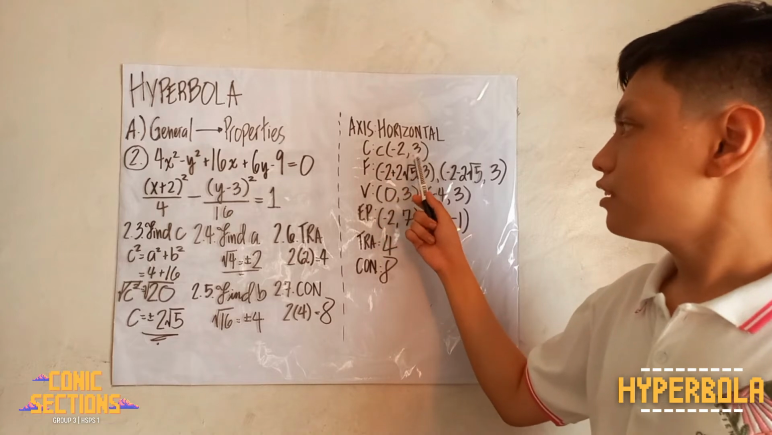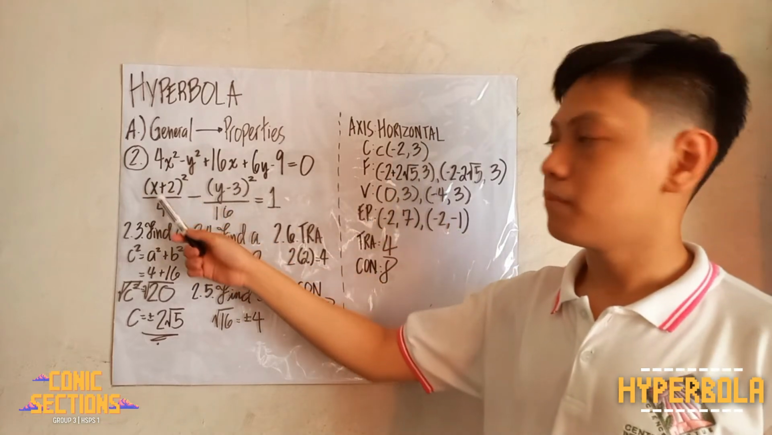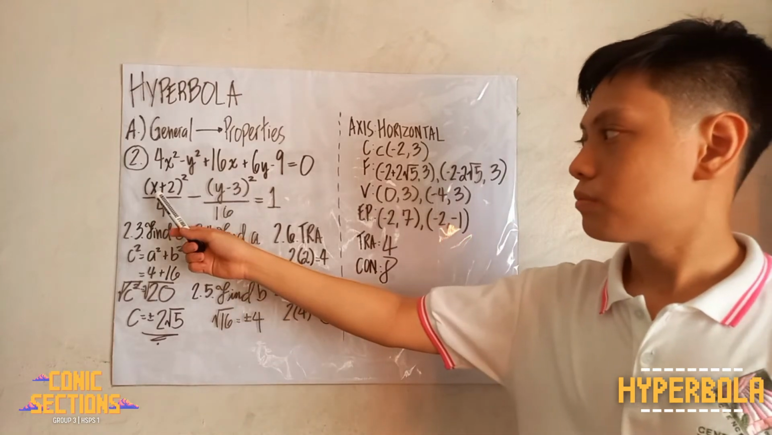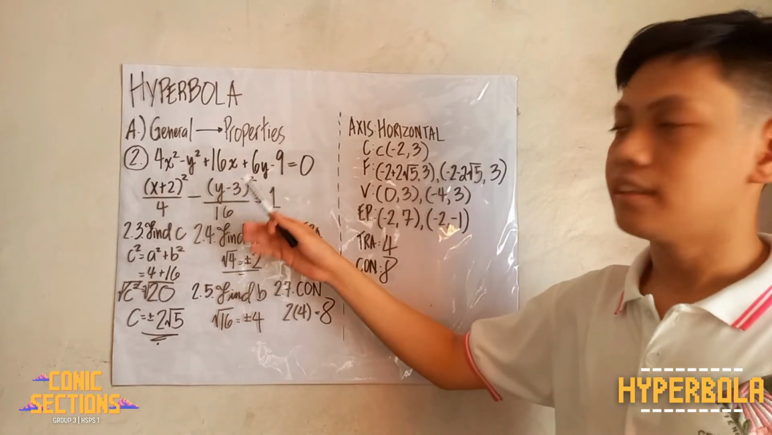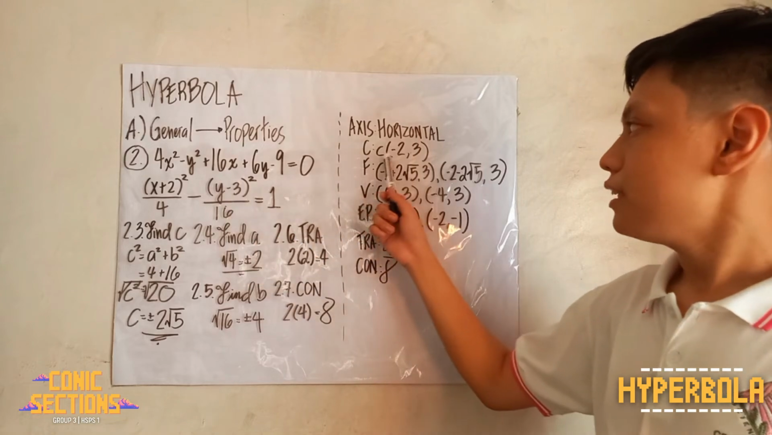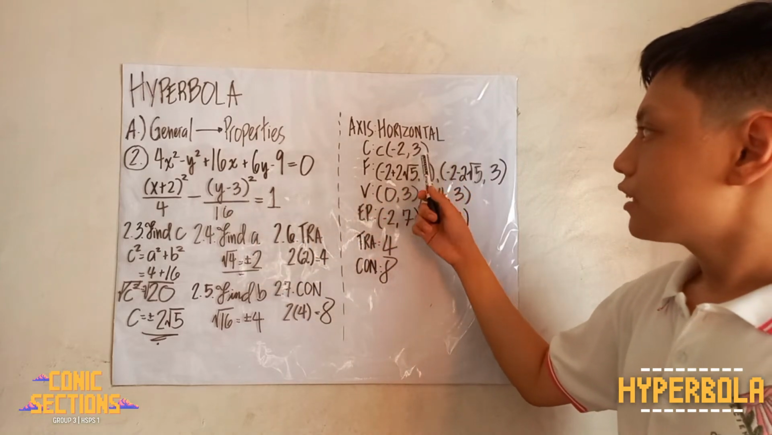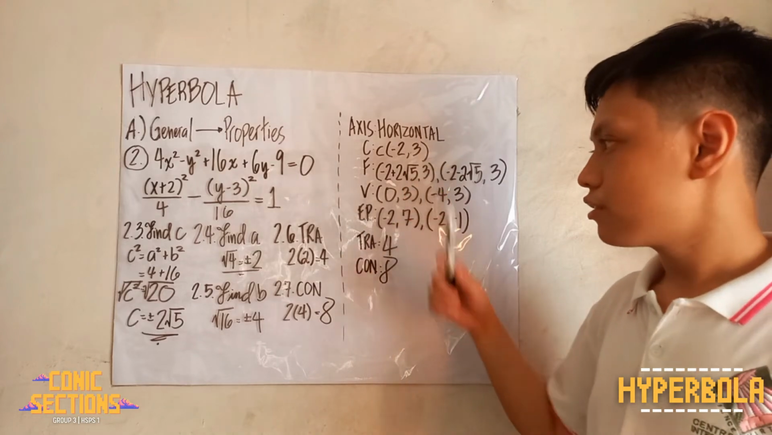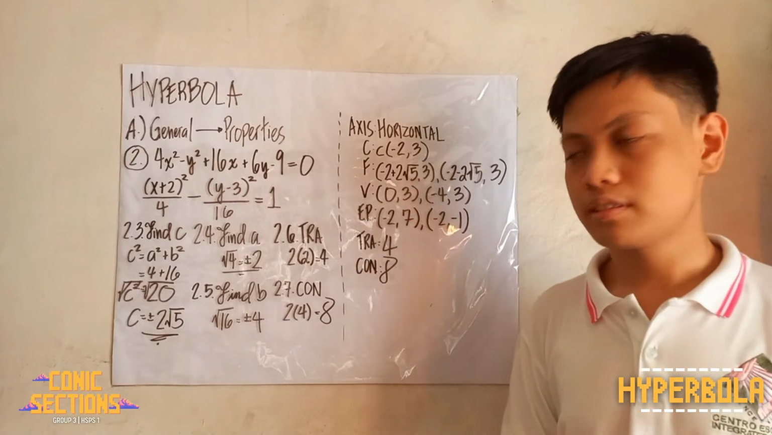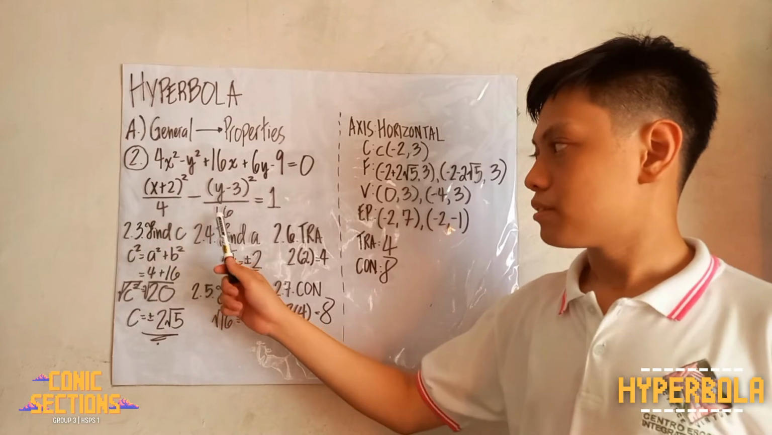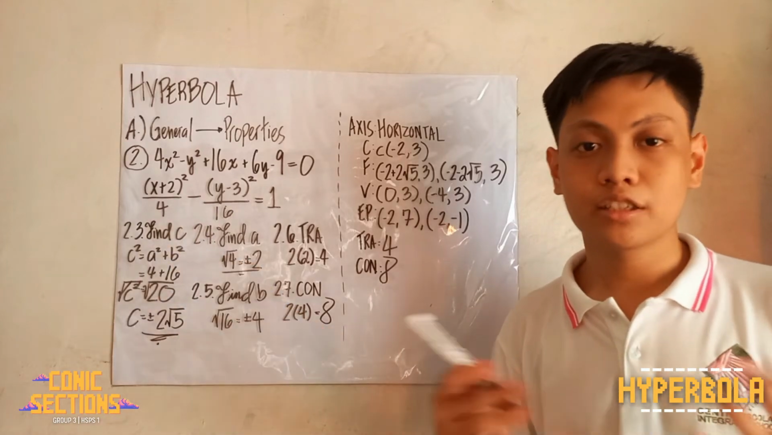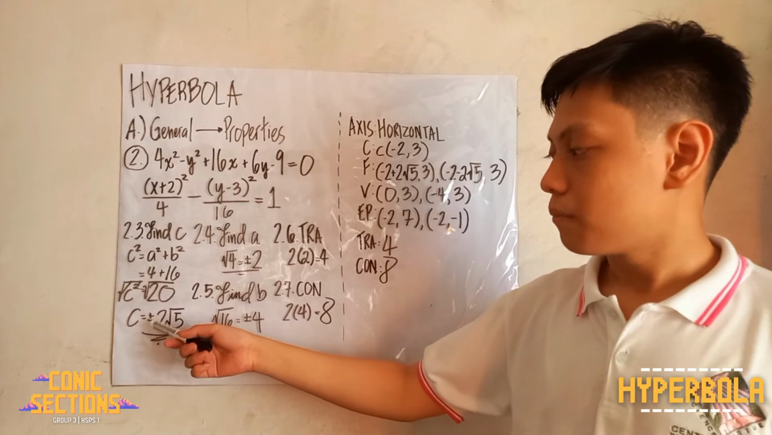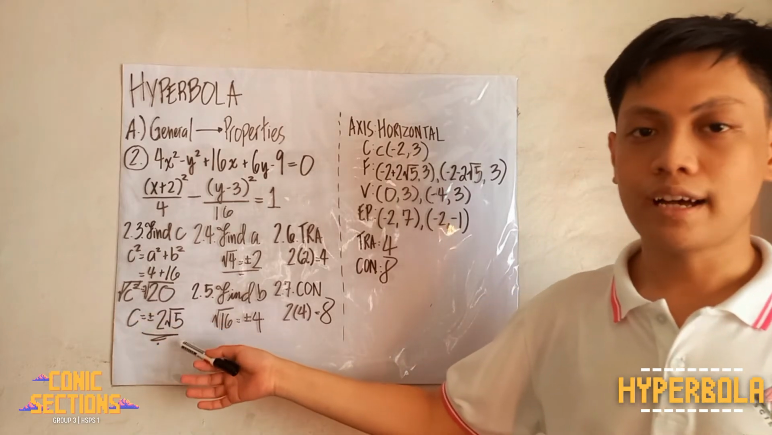Now for the center, just look at this section of the equation again and invert the signs. So this positive 2 and negative 3 will be negative 2 comma 3. So that will be our center. For the foci, we will be solving for C. Now 4 plus 16, we have 20. Take the square root of 20 and you will be left with C equals plus or minus 2 square root of 5.